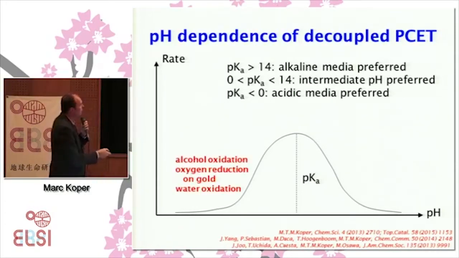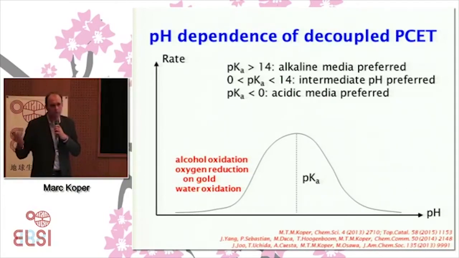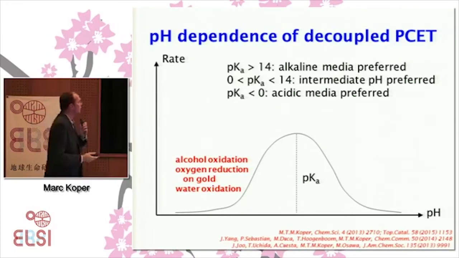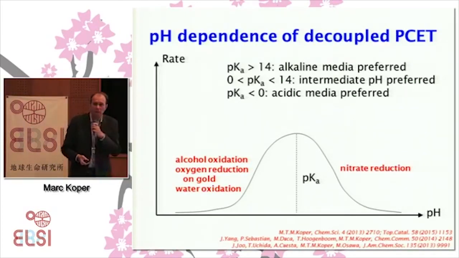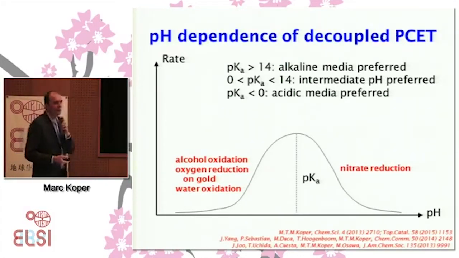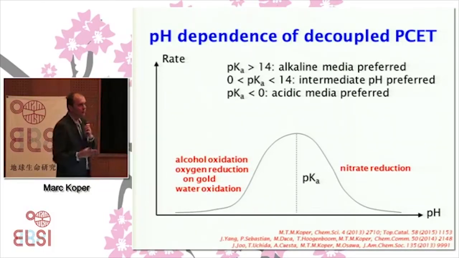This explains why many alcohol oxidations prefer to take place in alkaline media, because alcohols deprotonate in alkaline media. They have a pKa of around 14 or 15, and the deprotonated alcohol is easier to oxidize than the protonated alcohol. Nitrate reduction prefers to take place in acid media. Nitrate has a pKa of -1 and actually prefers to be protonated before it reacts further. And that's why nitrate reduction prefers to take place in very acidic media.